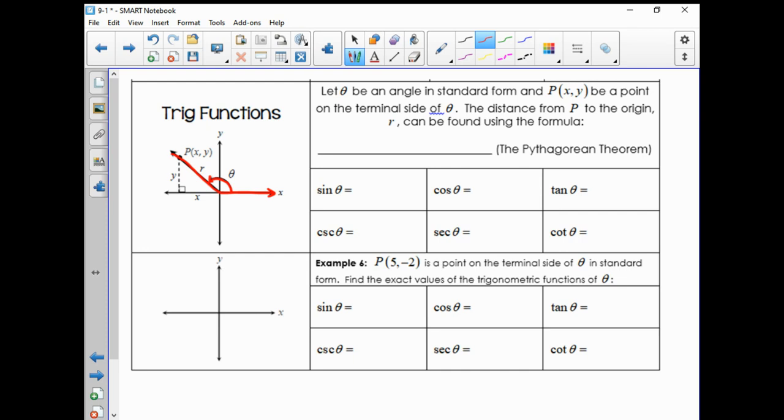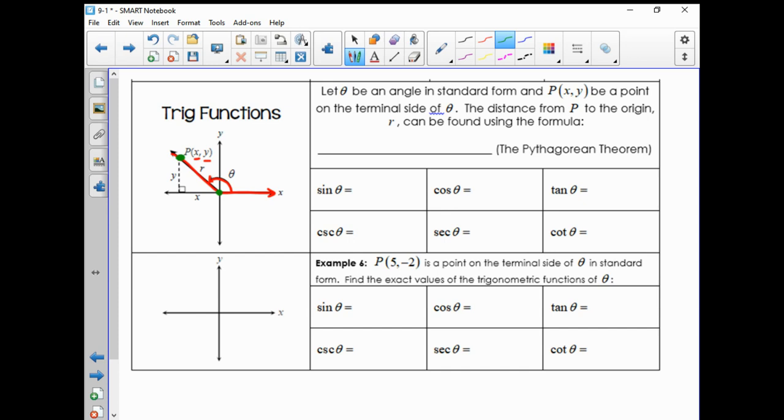And P, our point right here, which is an x-coordinate and a y-coordinate, is a point on the terminal side of theta. And the distance from P to the origin, they called this R right here. So they called that distance R, or radius. We'll tell you why it's radius in the next unit. It can be found using this formula. Now, it really is the Pythagorean theorem.